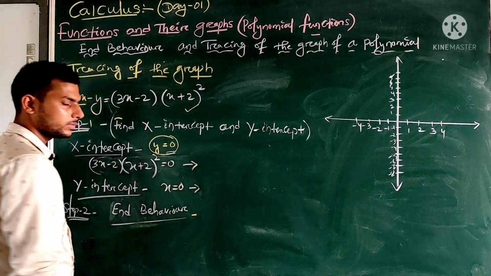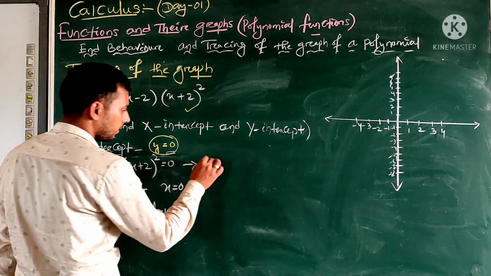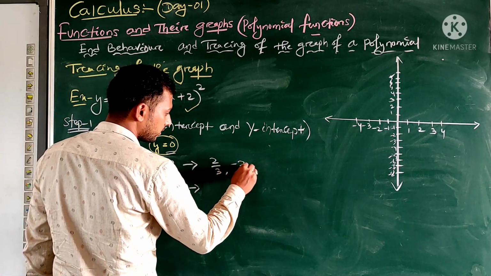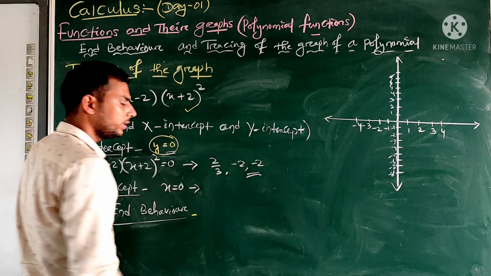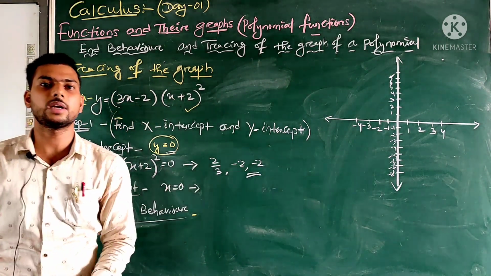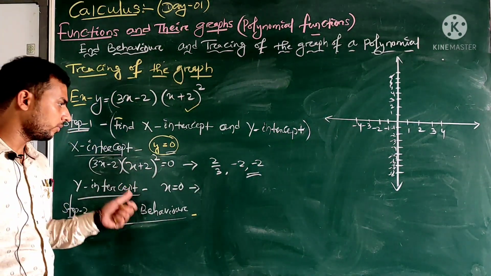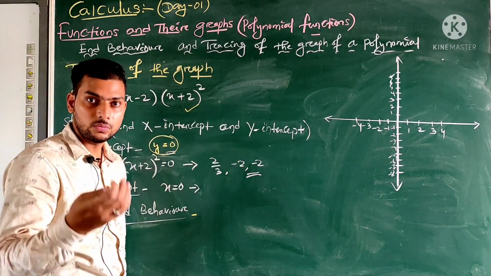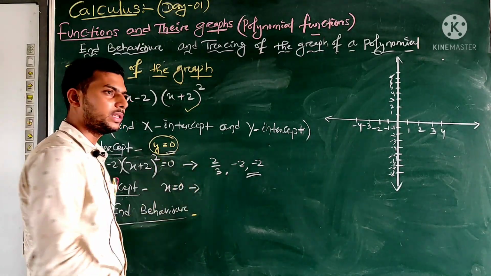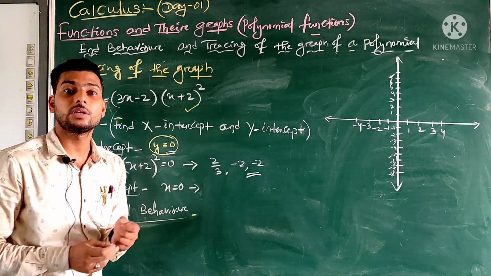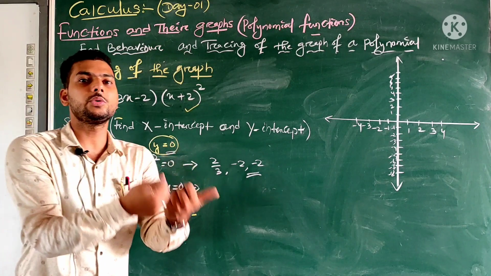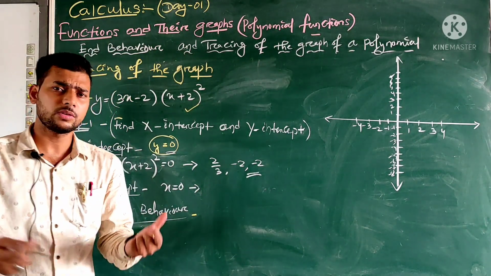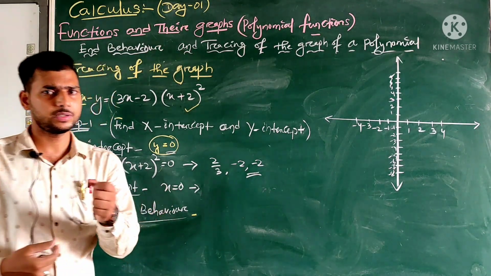And this gives us three different values. One is x equal to 2 by 3, and one is minus 2, one is minus 2. So here we can say two zeros are there. This polynomial has two zeros. One is minus 2 having multiplicity 2, it comes 2 times. One is 2 by 3 having multiplicity 1. What does multiplicity mean? How many times the zero is repeated for a given polynomial. If it is repeated 3 times, multiplicity is 3. Repeated 2 times, multiplicity is 2, like that.